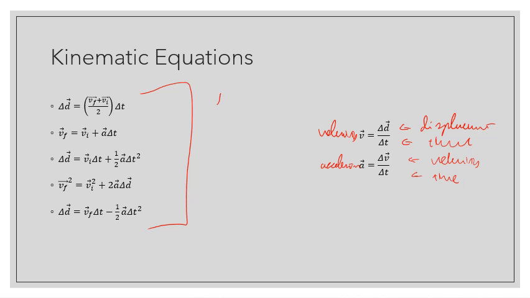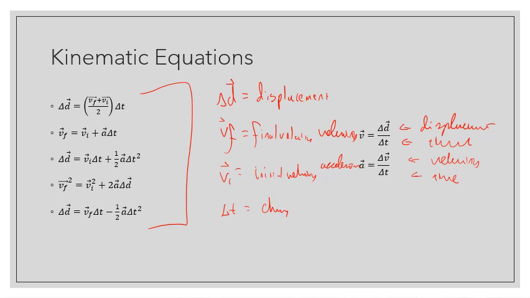So delta D is equal to displacement. Vf is equal to final velocity. Vi is equal to initial velocity. Delta T is equal to change in time. And a is equal to acceleration.